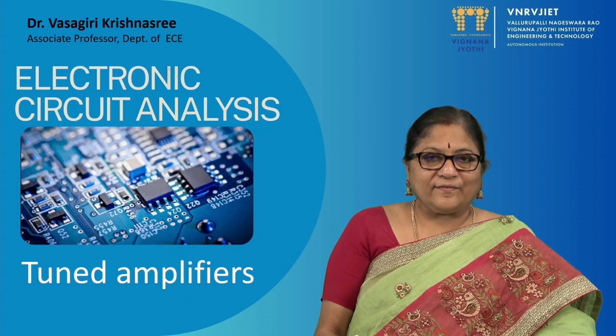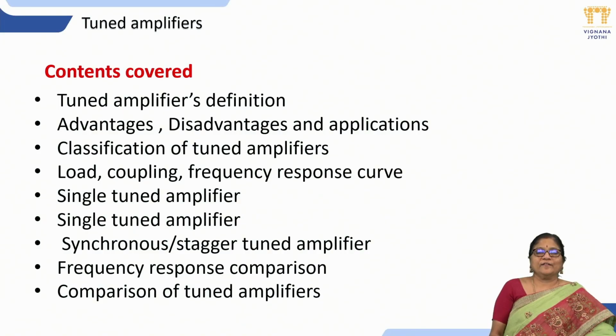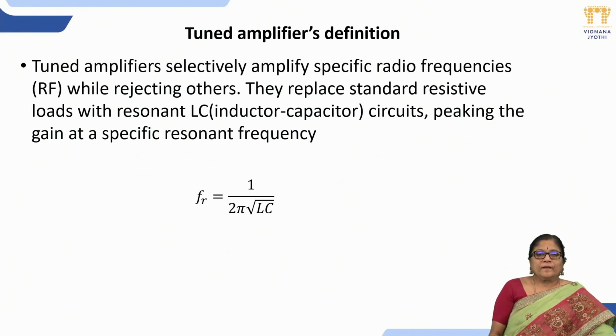So the contents covered today: I will give the definition of tuned amplifier, its disadvantages, advantages and applications, classification of tuned amplifiers, the types of couplings and the frequency response curve, how it looks like, and the types of tuned amplifier: single tuned amplifier, double tuned amplifier, synchronous or stagger tuned amplifier, frequency response and comparison of all the tuned amplifiers. So let us take the definition of tuned amplifier.